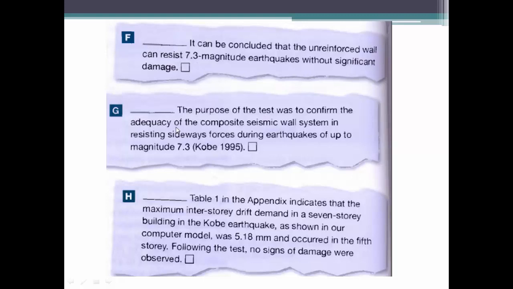Order and title. The purpose of the test was to confirm the adequacy of the composite seismic wall system in resisting sideways force during earthquakes of up to magnitude 7.3, such as Kobe 1994. And last one, table 1 in the appendix indicates that the maximum interstory drift demand in a 7-story building, in the Kobe earthquake, as shown in our computer model, was 5.8 millimeters and occurred in the 5th story. Following the test, no signs of damage were observed. We only need to fill the gaps by ordering them.